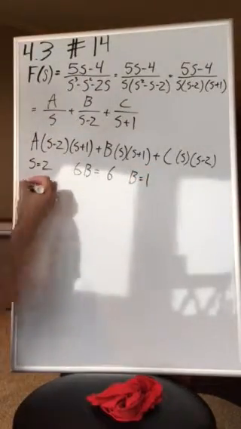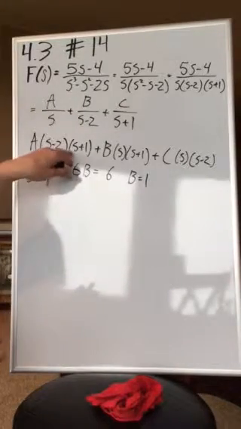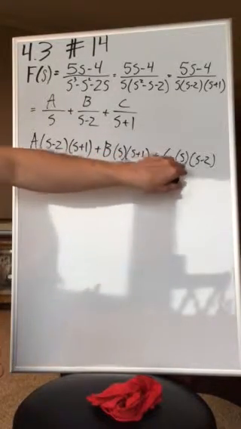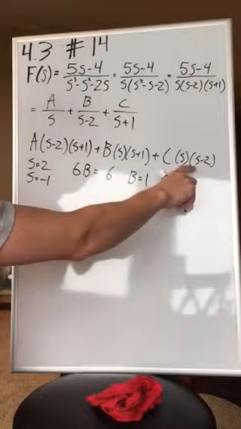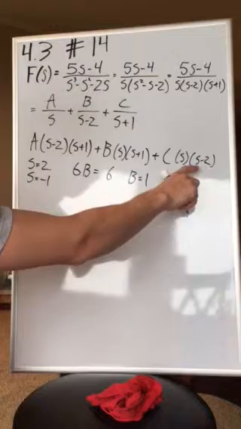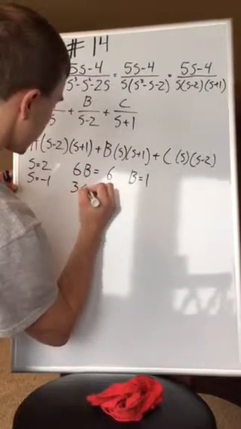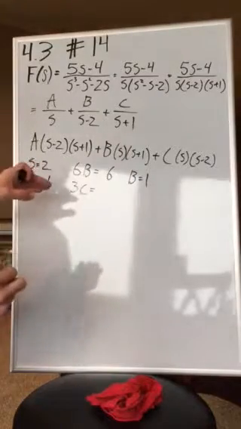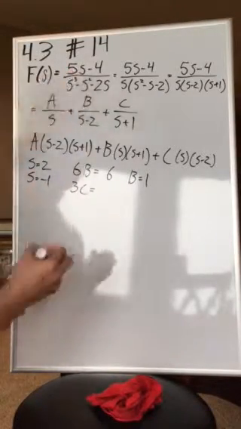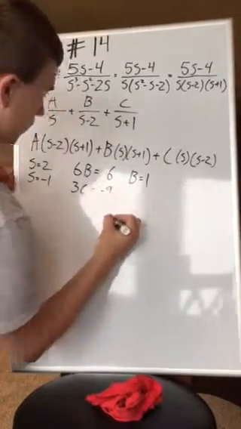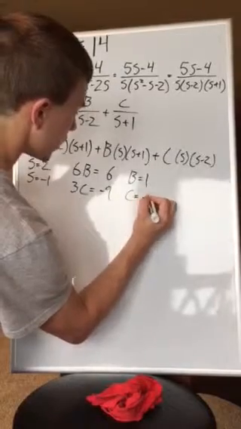And now we are going to put in s equals negative 1. We'll see that the other terms cancel, and we're left with C times negative 1 times negative 3. So this is going to be 3C, and that's going to be equal to, with a negative 1 in here, negative 9. Dividing that out, C equals negative 3.